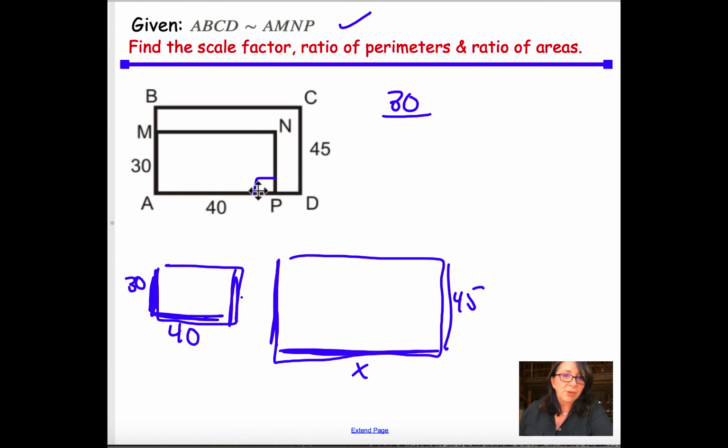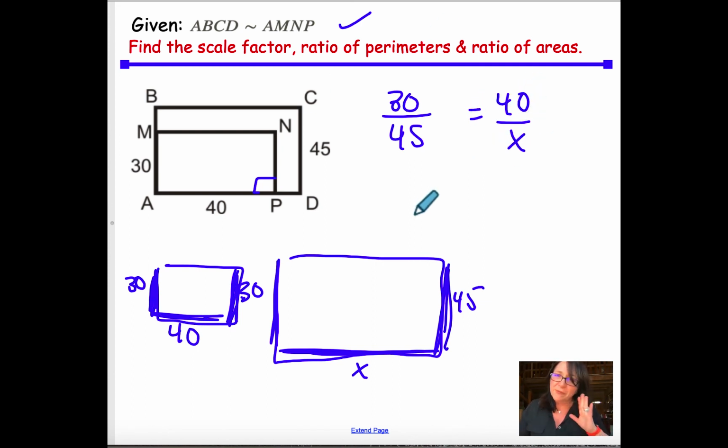Because we don't have the sides. We don't have enough sides. So in order to find the ratio of perimeters, I have to compare the sides. But I know this side, this is 30. And so we can go 30 is to 45 as 40 is to x.